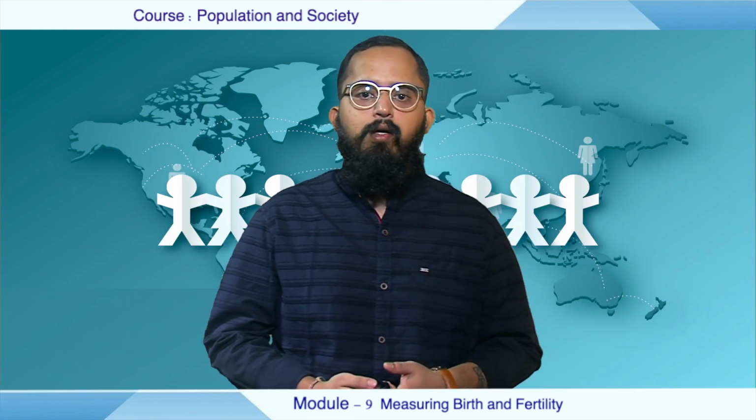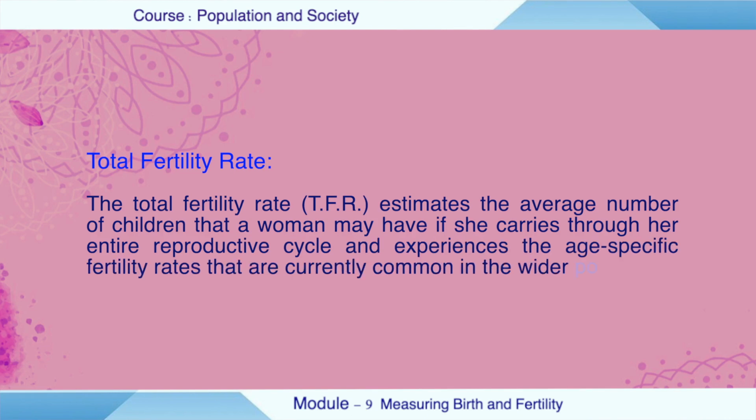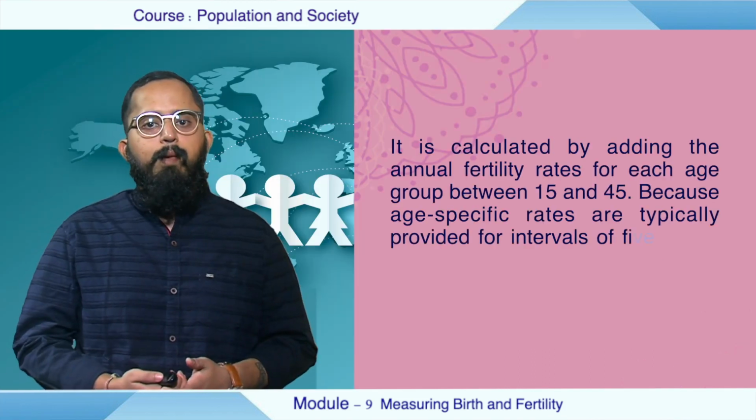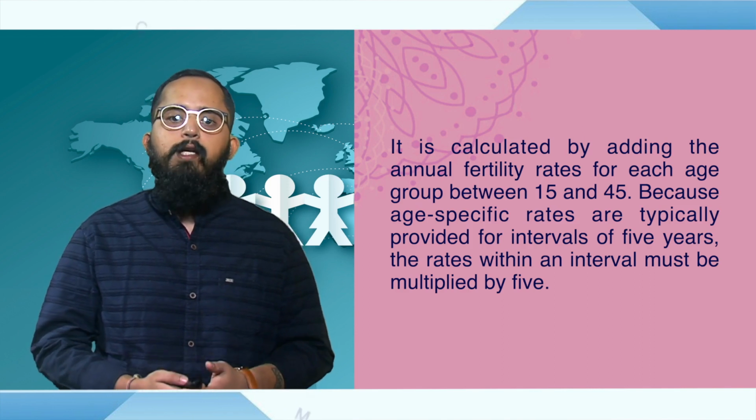The next measure of fertility is the total fertility rate, the fourth measure of fertility. The total fertility rate, or the TFR, estimates the average number of children that a woman may have if she carries through her entire reproductive cycle and experiences the age-specific fertility rates that are currently common in the wider population. It is calculated by adding the annual fertility rates for each group between 15 and 45.